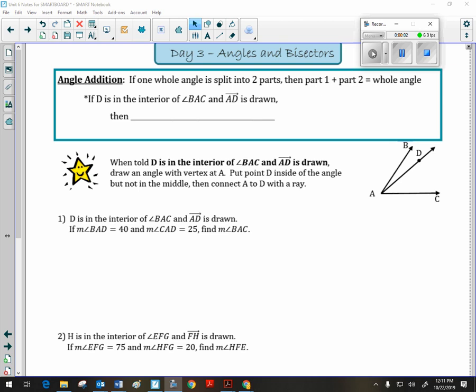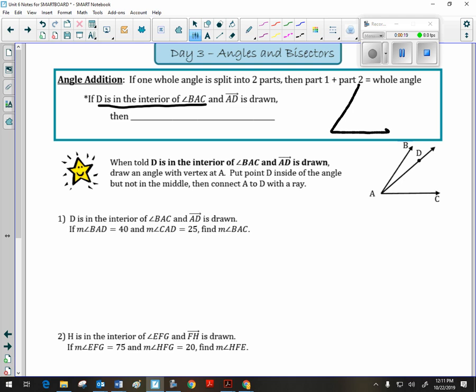Today's notes are on angles and their bisectors. We're going to begin by talking about when an angle is split into two parts, but not necessarily equal parts. So you can see the wording here talks about point D being in the interior of angle BAC. So I'm going to draw any angle and name it angle BAC. And what they're telling me is that point D sits somewhere in the interior of the angle. Notice I'm putting it off center.